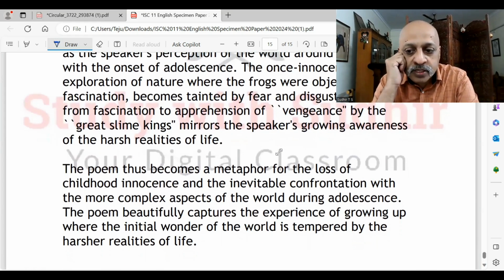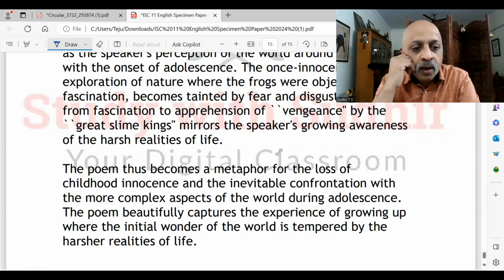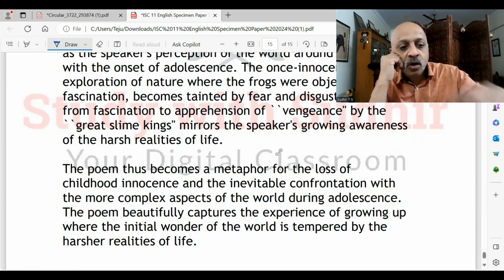The poem thus becomes a metaphor for the loss of childhood innocence and the inevitable confrontation with the more complex aspects of the world during adolescence. The poem beautifully captures the experience of growing up, where the initial wonder of the world is tempered. Tempered means overcome by the harsher realities of life.